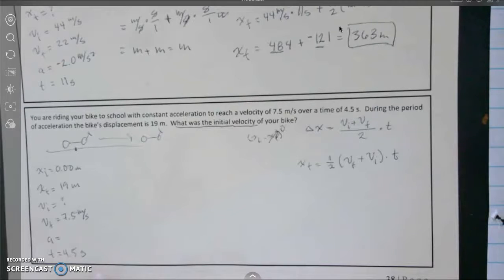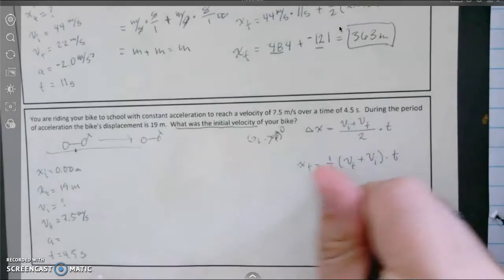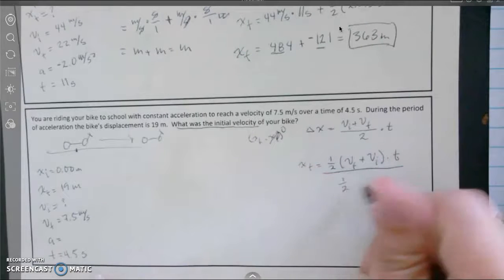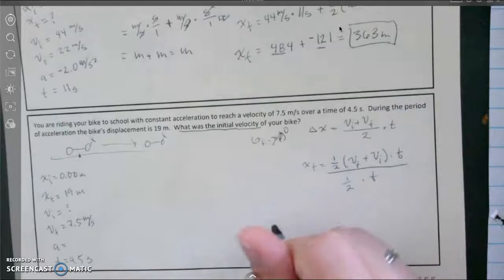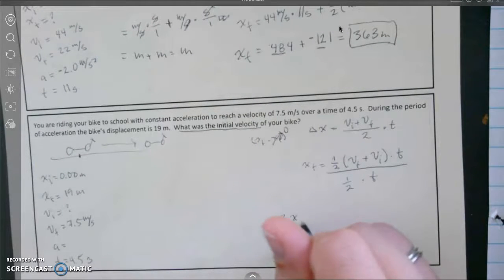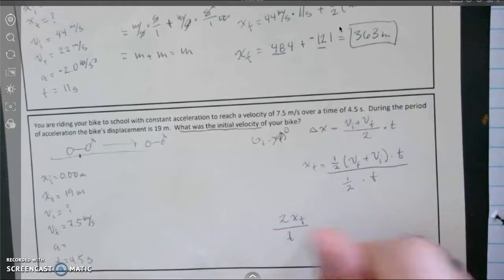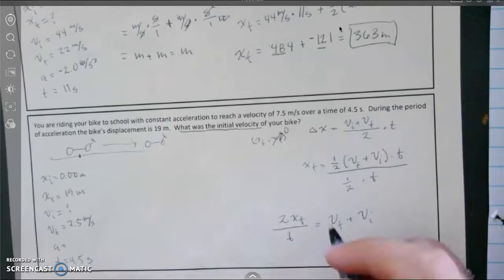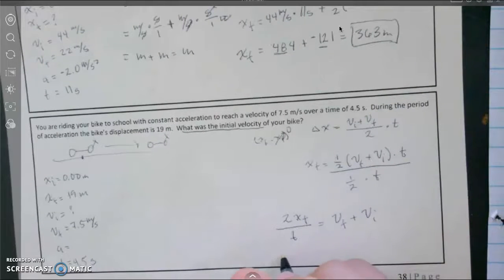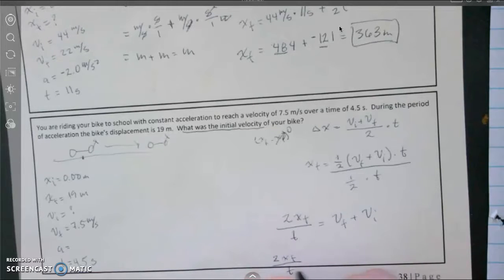So let's get velocity initial by itself, and we'll start by dividing by 1/2 and t. This would leave us with 2x final divided by t is equal to velocity final plus velocity initial. We'll minus that velocity final, so we're going to have 2x final divided by t minus velocity final will equal velocity initial.